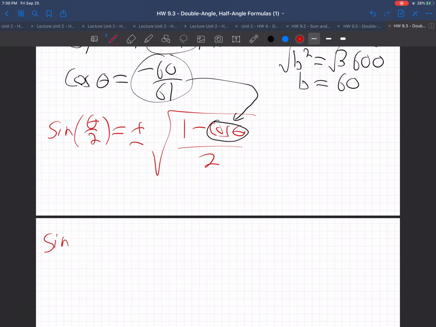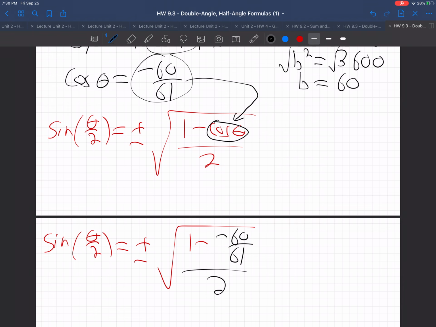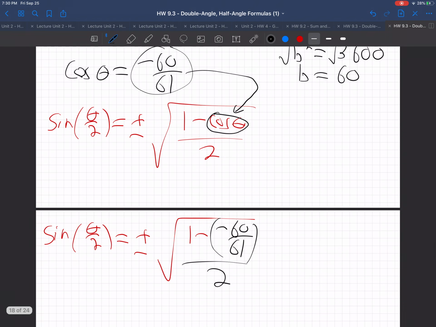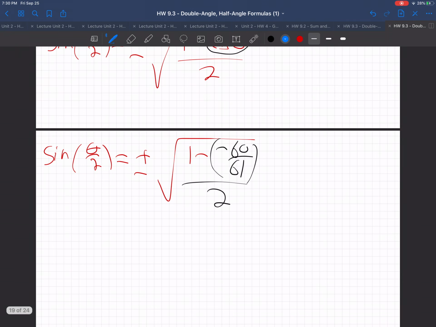So, almost there, sine of theta over 2 is plus or minus square root of 1 minus, careful, minus negative 60 over 61. It's going to end up plus there, isn't it? See how we have the minus from the formula and the minus that we plug in because of cos theta. So double negative is positive, as you know. So this will become plus or minus the square root of 1 plus 60 over 61 all over 2.